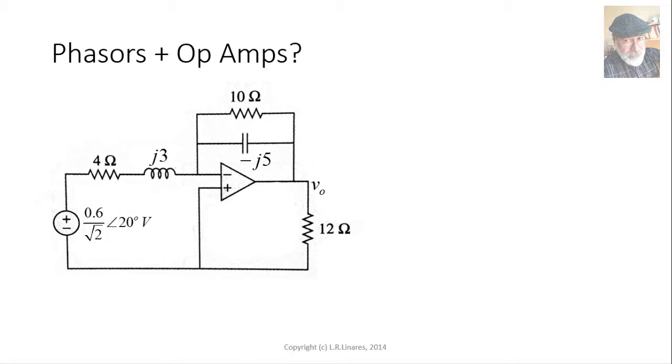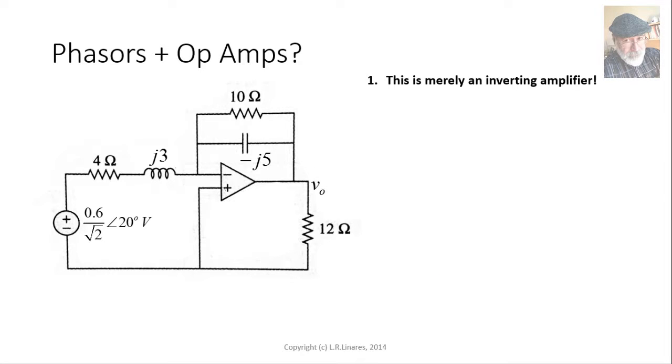Here is the circuit where we have replaced the sinusoidal source with a phasor, the inductance by an impedance, and the capacitance also by an impedance. We are ready. We need to find V0, because with V0 we will be able to compute the power in the 12 ohm resistor, the load resistor. How do we do that?